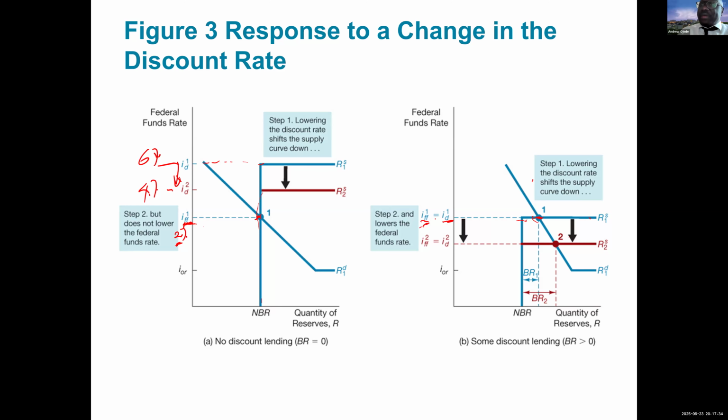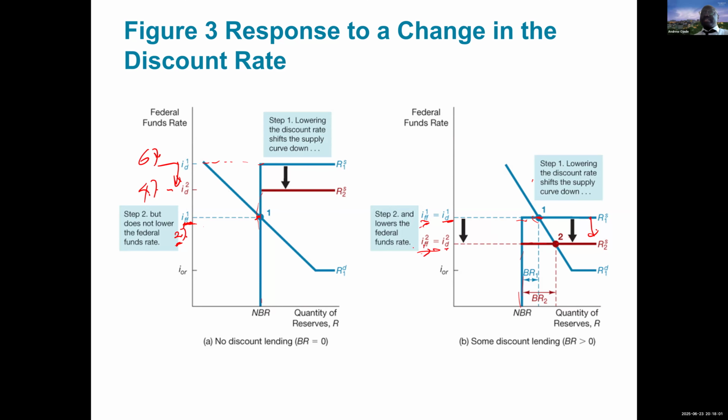So in this case, if the Fed lowers the discount rate, the new equilibrium is going to move from this blue line to the one passing through this point 2. You see that? It would intersect the demand curve at point 2. So in that case, that's going to lower the federal funds rate and lower the discount rate. So that's the only way lowering the discount rate is going to have an impact on the what? On the equilibrium federal funds rate. But in this case, on the left, there's no impact.